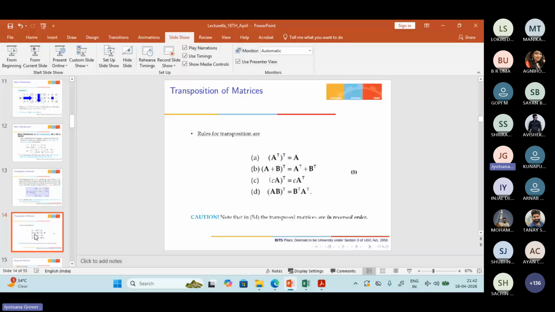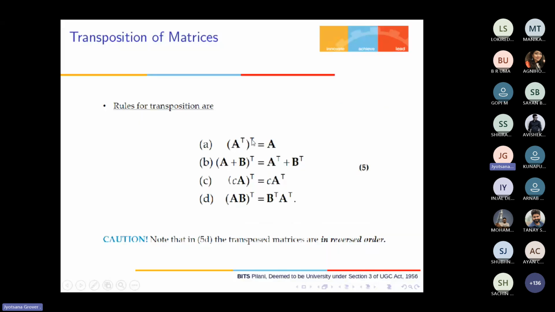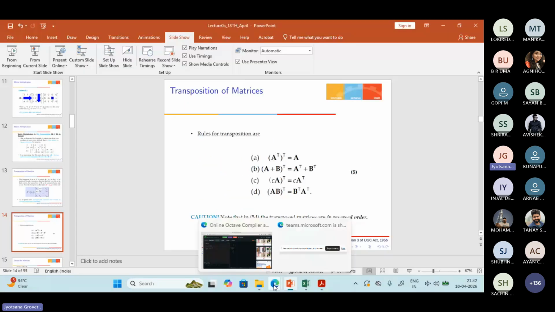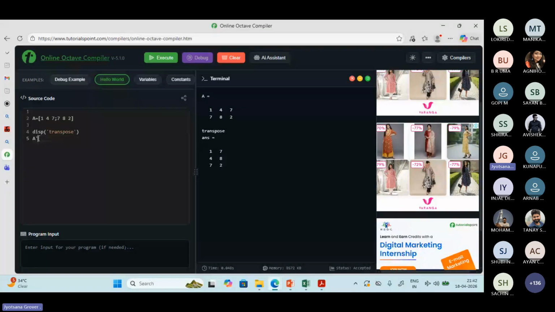It says that when you take the transpose of A and again you take the transpose, you will get the original matrix A. For example, here. So this is your A transpose. Now you again take its transpose. Suppose this is your B. Okay. Now you take again the transpose of B. You'll get the same matrix. I'll show you why.